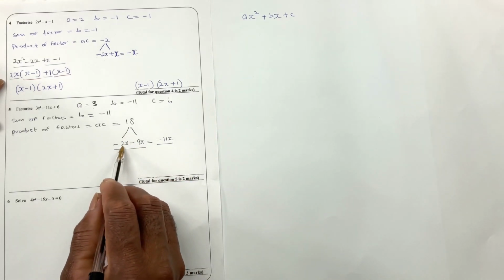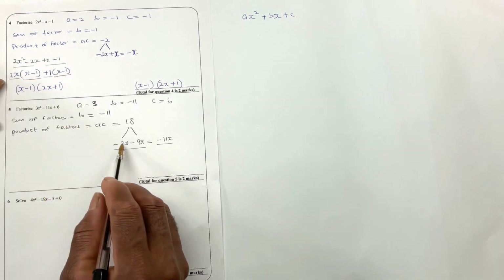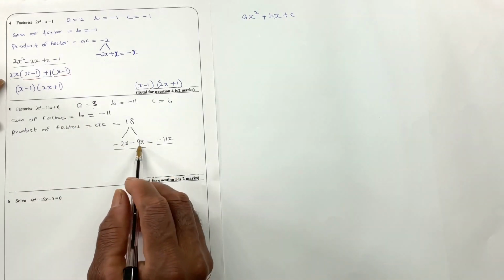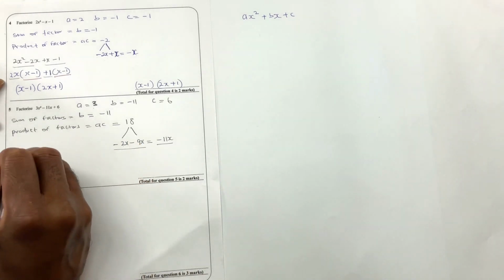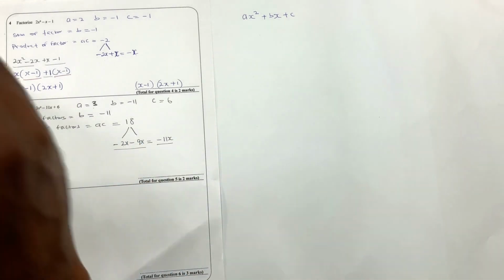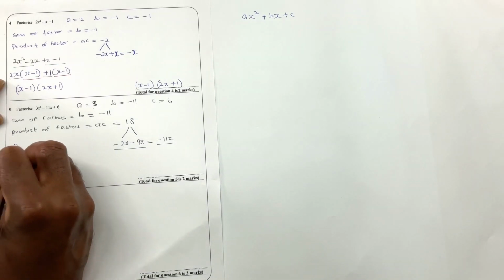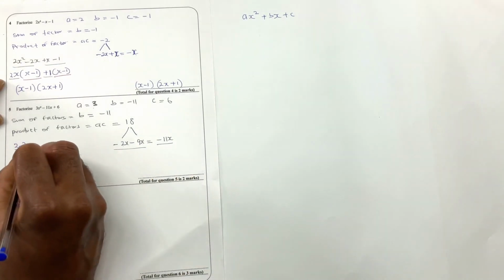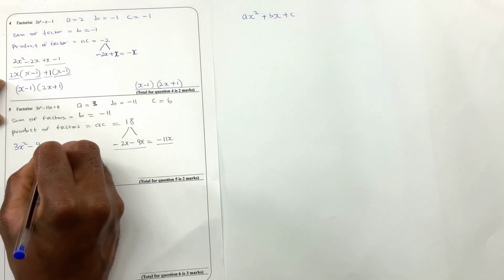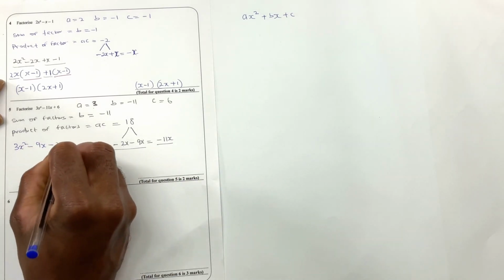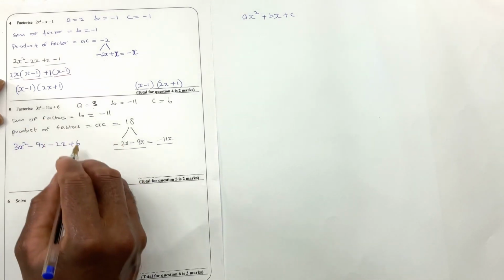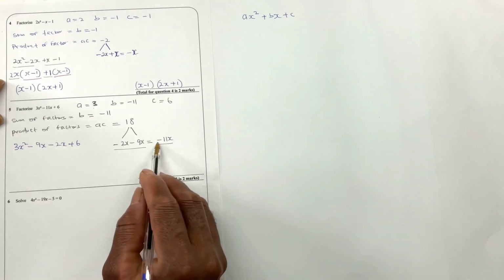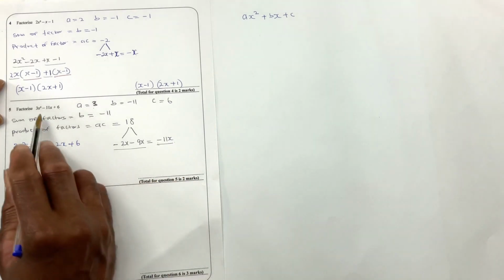I would like to put the 2x next to 6 because there's a common factor, and 9x next to 3 because there is a common factor. So I'll go 3x squared minus 9x minus 2x. That gives me minus 11x plus 6. So I'm just replacing minus 11x with this one here.